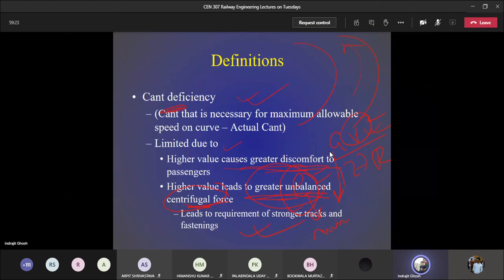The rail section is larger, it is heavier, and the fastenings are really good quality. Even if you have put the fastenings, you need to make sure that they are in good shape. There is no wear and tear, there is no corrosion, they are not damaged, they are not loose. So everything is in good shape, otherwise there will be problems.